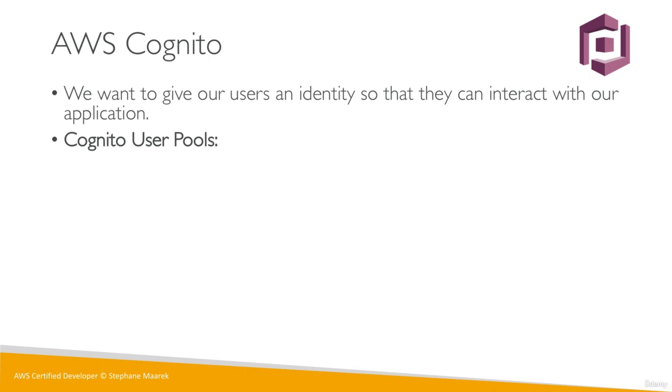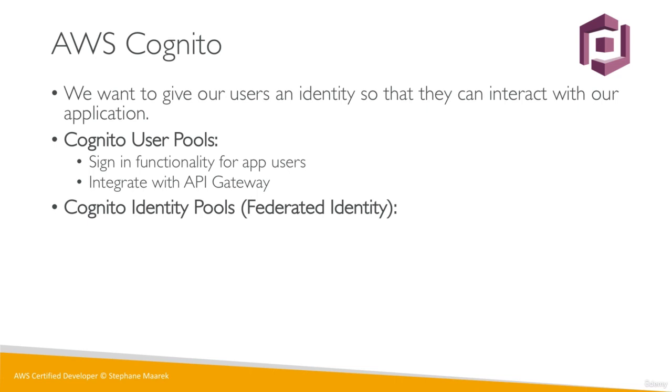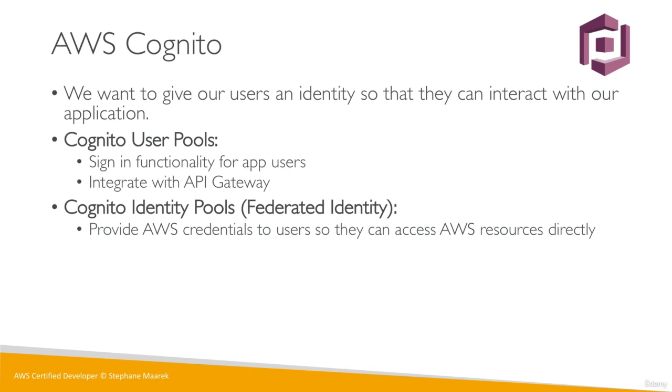There's the Cognito user pool, and we've been seeing it slightly already before. There's a sign-in functionality for app users, and it's integrated with the API Gateway, and this is why we saw it first. Pretty simple. Then there is the Cognito identity pools, or federated identity. This is to provide AWS credentials directly to our app users so they can access our AWS resources directly. And this also has an integration with Cognito user pools as an identity provider. Don't worry, user pool and identity pool, I have a whole slide on it with diagrams.